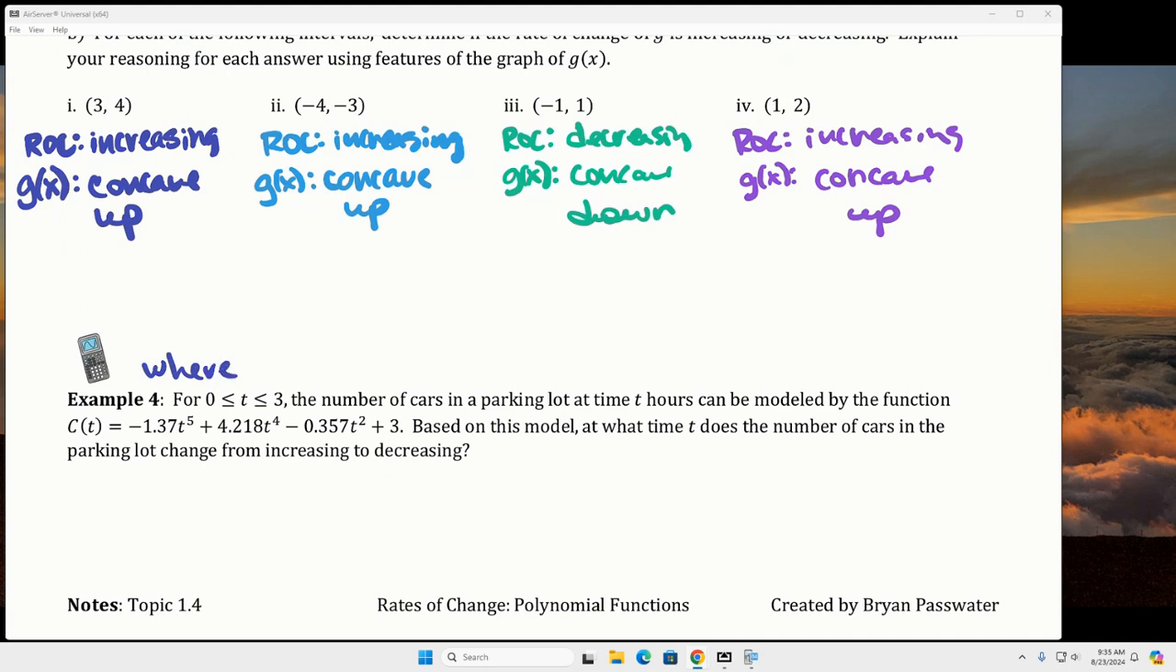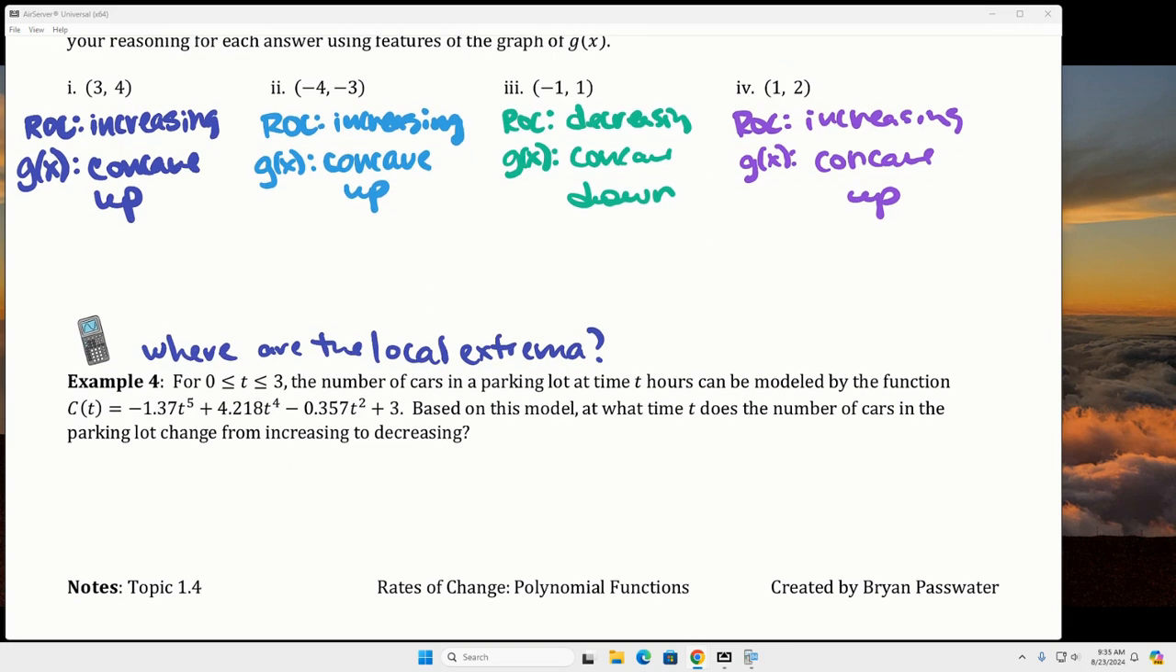We're going to answer the question, where are the local extrema? And we're going to answer the question, what is the global minimum? All right, those are just extra questions I'm asking because I just want to remind you.